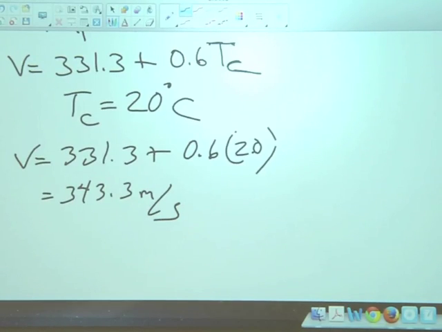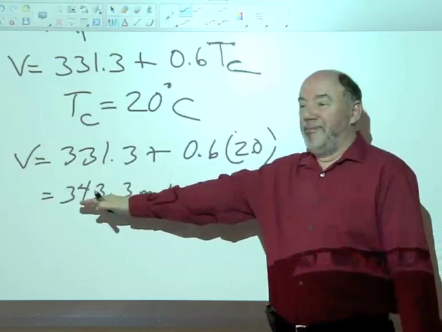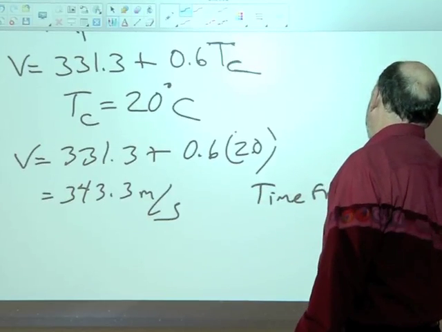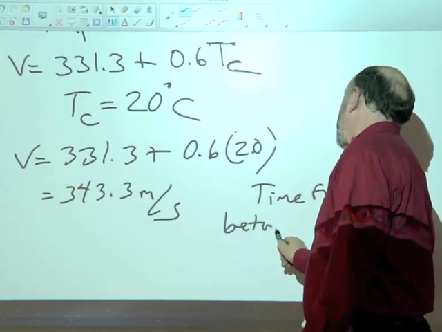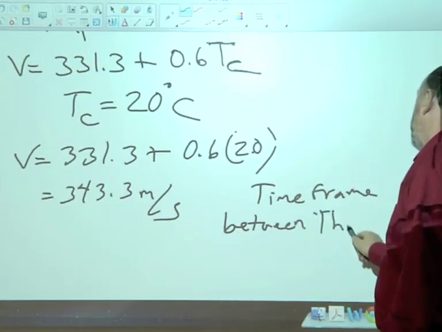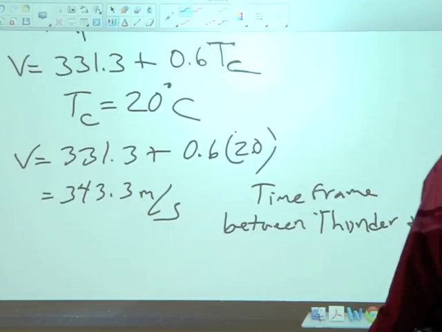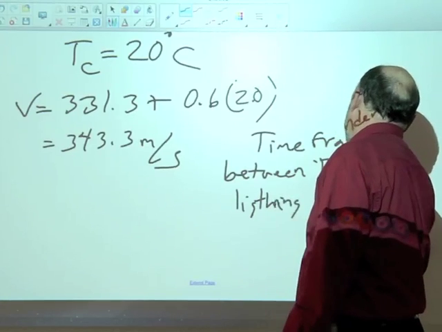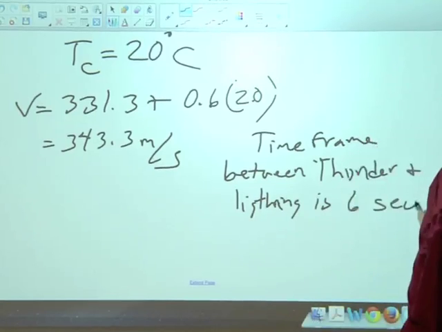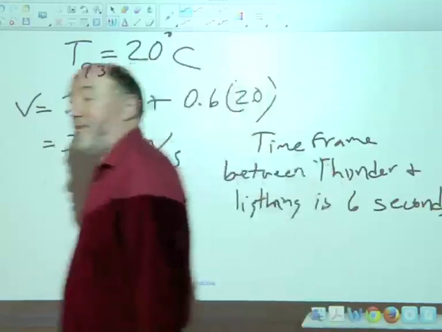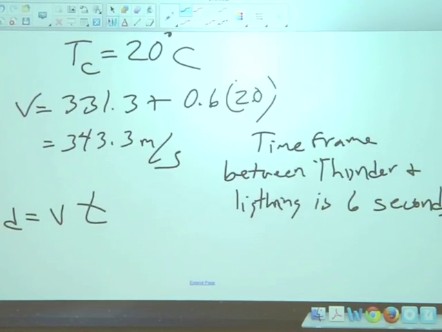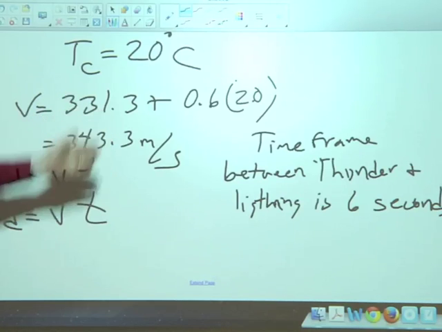Okay. Well, again, the first part of my question on next week's quiz is you'll have to calculate this number. But now I tell you that the time frame between the thunder and the lightning is 6 seconds. How far away is the storm? Well, the distance is going to be given by the velocity times the time. So you take the number you got here, multiply it by the time frame, and you get how far away the storm is.